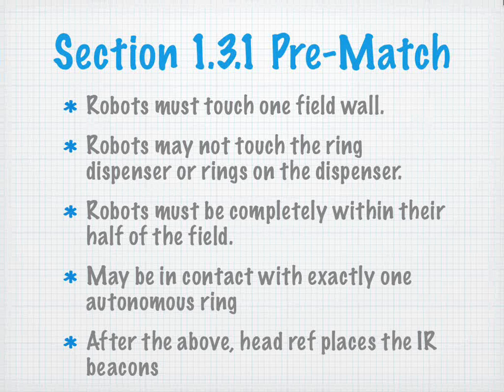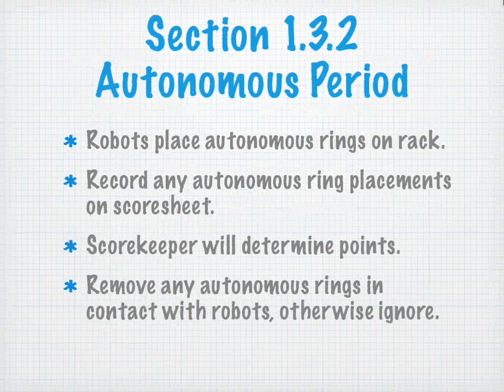And once you've seen that all of that has been satisfied, then the head ref will go ahead and ask the scorekeeper for which column to place the beacon on, and again you place that in the middle row on that column. Then during the autonomous period, the robots will try to place autonomous rings on the rack. At the end of that, we want to record any autonomous ring placements on the score sheet, and then the scorekeeper, whenever that gets entered into the scorekeeper software, that'll determine the points.